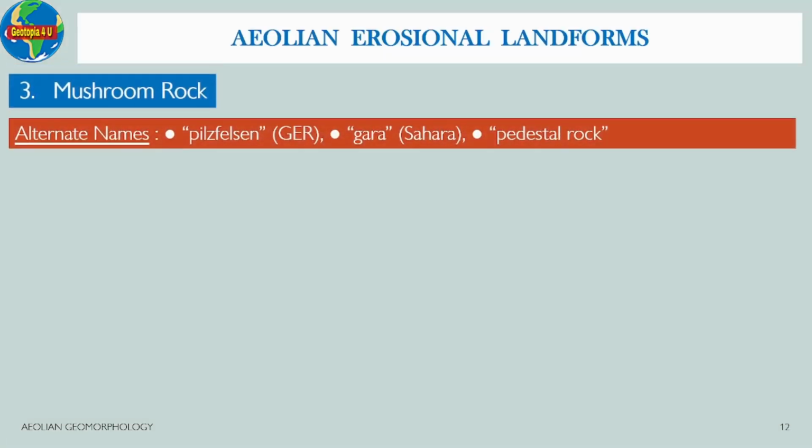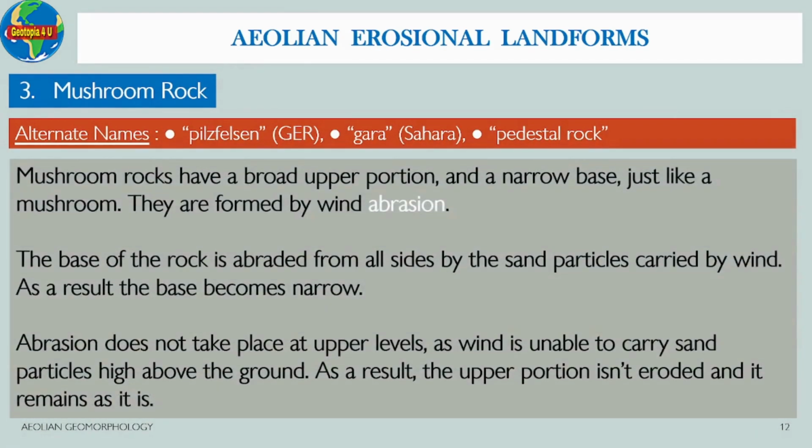Number 3. Mushroom rock. The alternate names for this landform are Pilzfelsen, Gara and pedestal rock. Mushroom rocks have a broad upper portion and a narrow base, just like a mushroom. They are formed by wind abrasion. The base of the rock is abraded from all sides by the sand particles carried by wind. As a result, the base becomes narrow.